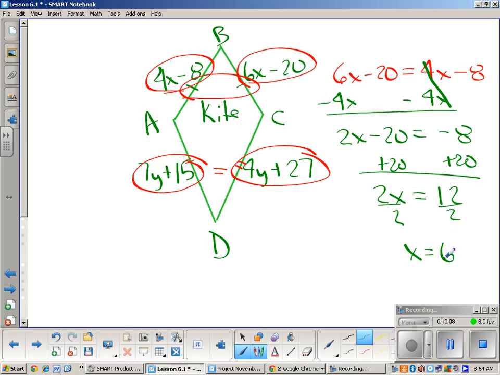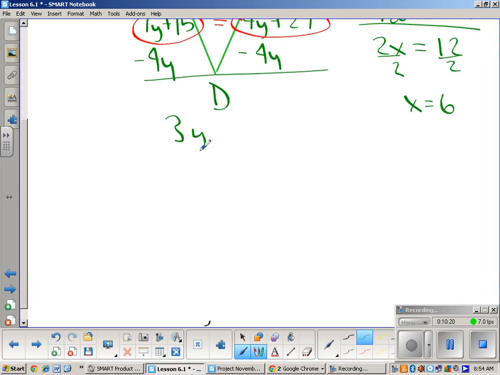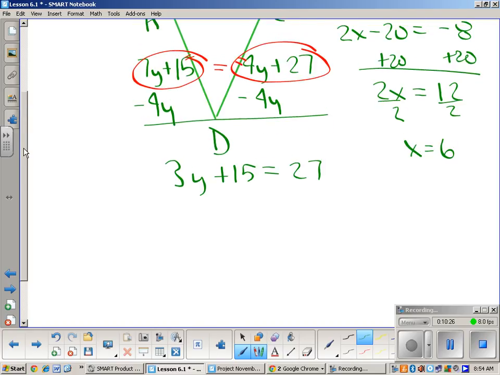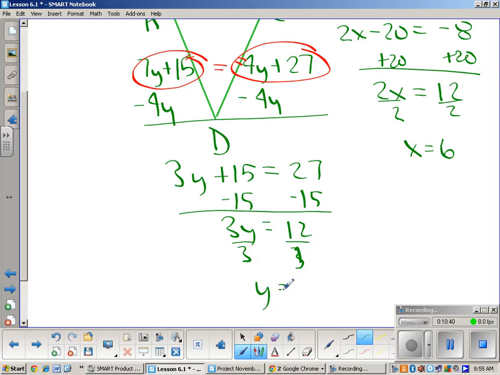Okay? And here I'm going to subtract 4y from both sides. So what's 7y minus 4y? 3y plus 15 equals 27, was it? Subtract 15. So 3y is equal to 12. Y equals 4 and X equals 6. Throwing a 4 in there, I almost wrote the wrong number down. Y is 4 and X is 6, okay? It's not an ordered pair, we're not plotting them, they just ask us to find the variable.